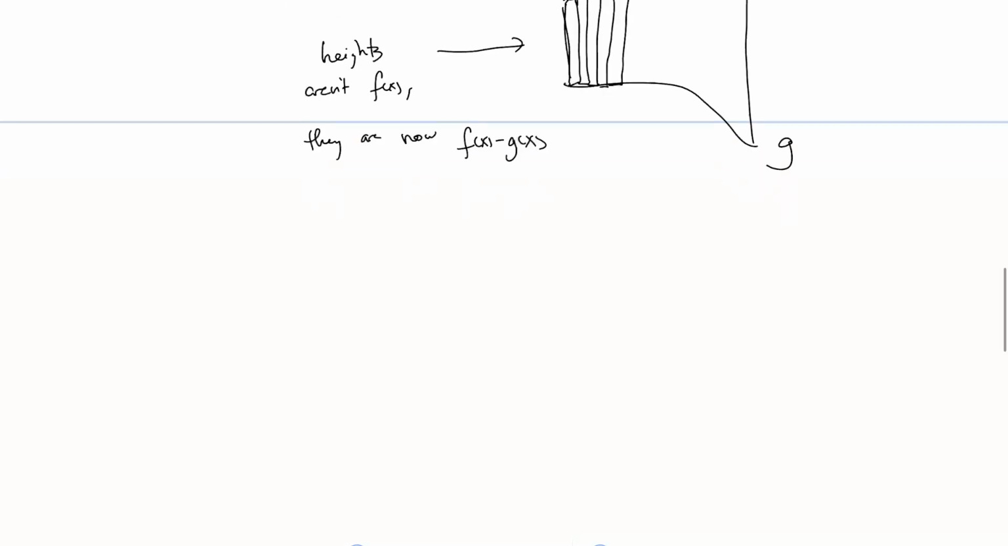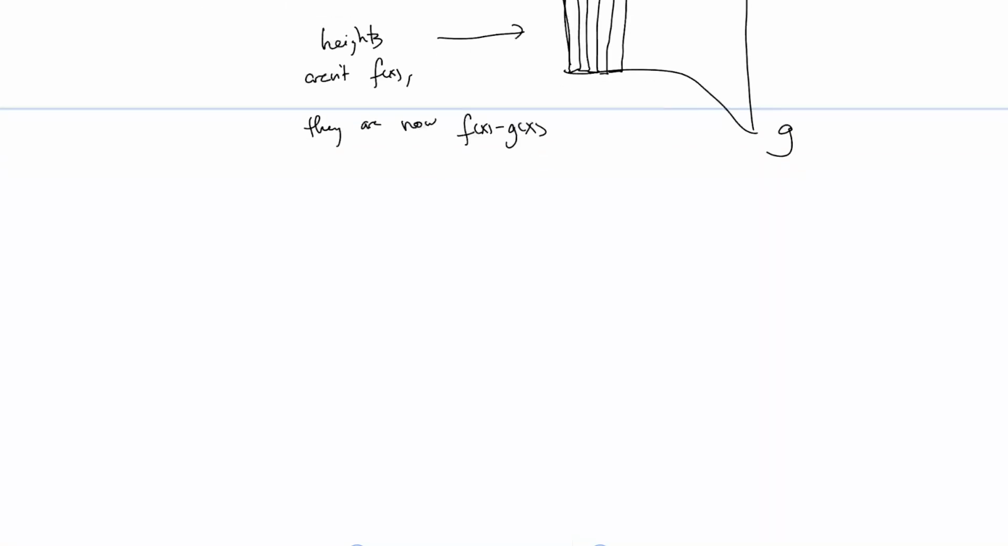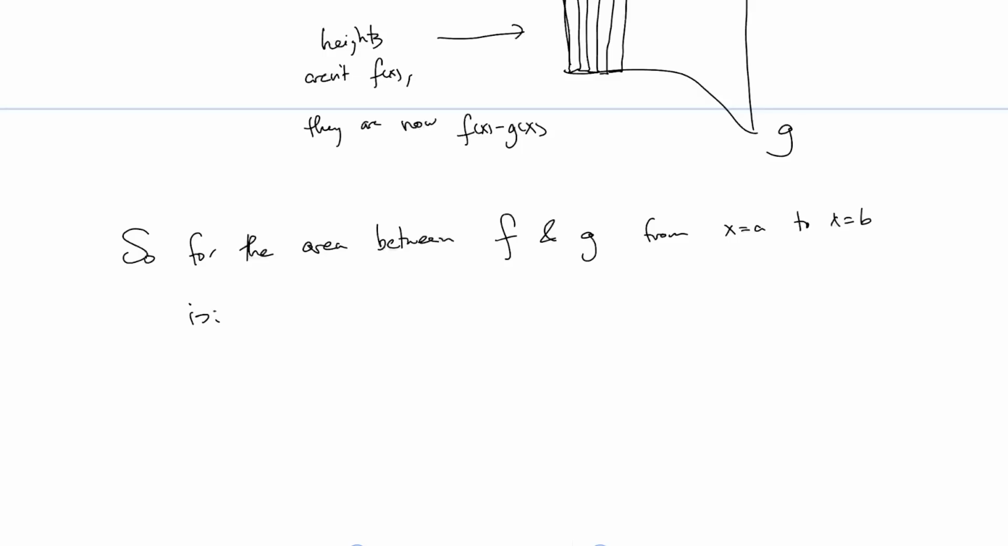All right, so in conclusion, for the area between curves, I'll write it out. The area between f and g from x equals a to x equals b is, and this is a formula that I suppose you should memorize. I mean, there's not a lot to it, but it's this.